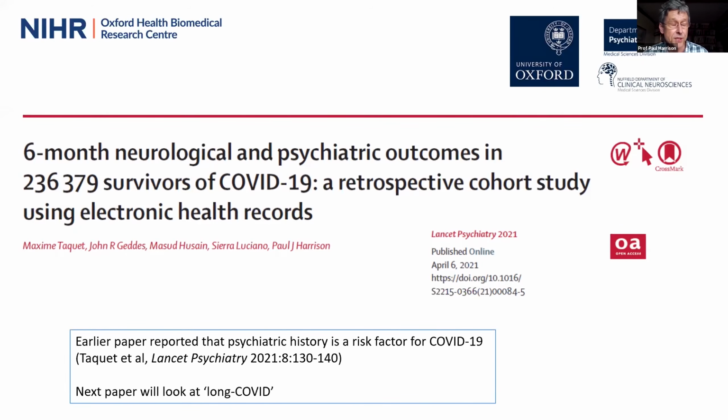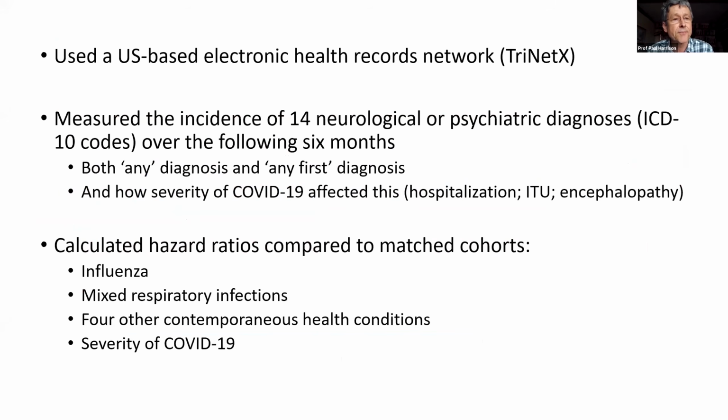And our next paper, which we may come back to talk about in a few months, is looking more particularly at long COVID features. But this particular paper is looking at, if you like, the classic neurological and psychiatric diagnoses. And just very briefly, these are electronic health records, mostly based in the US. And these are the records of about 80 million patients, amongst whom, as I said, almost 250,000 had a confirmed diagnosis of COVID during the study period.